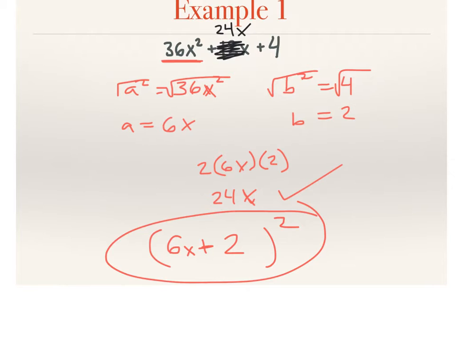So in these two examples, we've had plus signs in the middle. Our next example, we're going to have a minus sign. Any questions on these? So you only square the first and last. And the middle one, we just need to make sure that 2 times A times B gives us the number in the middle. So 2 times 6x times 2 is 24x, which is what we had in the middle. So now we can use this shortcut here.